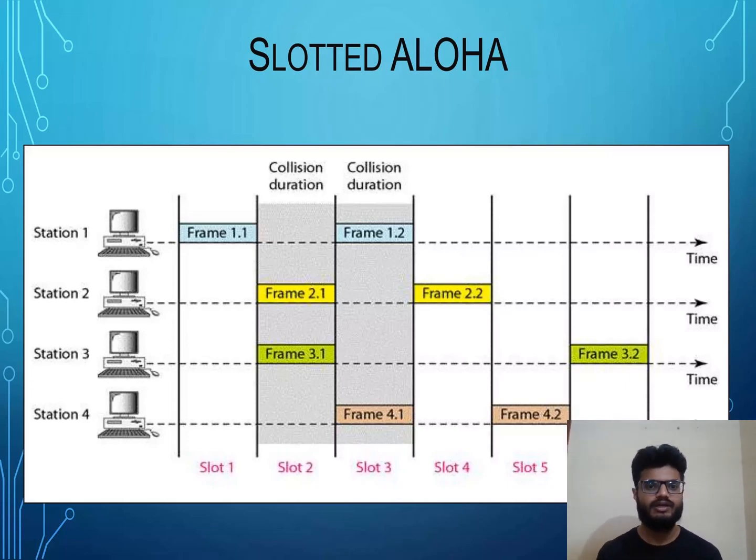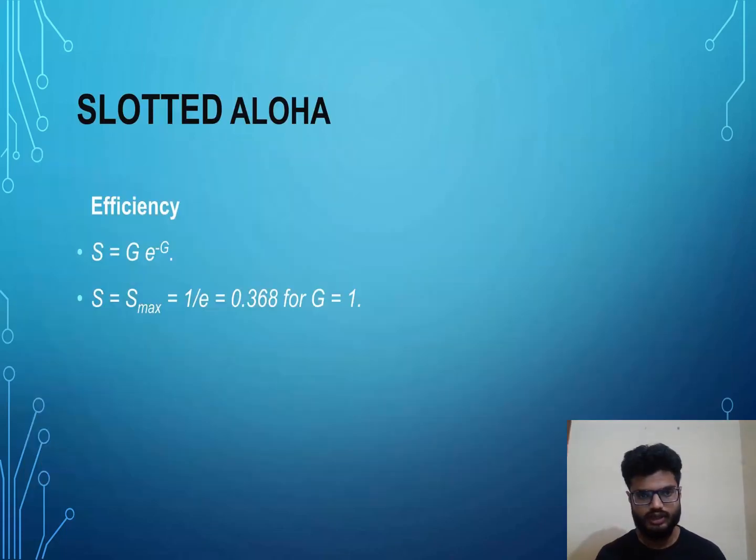You can see that in the previous diagram, half of the frames, 2.1 or 3.1, were in the collision range, but here, when we divide into time ranges, we can see that a maximum of 4 frames, 1.1, 2.2, 3.2, and 4.2, are out of collision range. At that time, only 2 frames were out of the collision. So the efficiency of slotted Aloha we can calculate by using this formula.